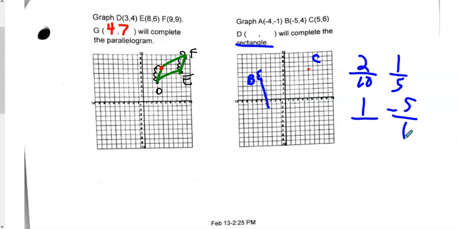Let's see if I got that. 1, 2, 3, 4, 5, 1. Yes. So I'm going to go from here at C, go down 5. 1, 2, 3, 4, 5. Right 1. And now I know that I have opposite sides parallel, same slope, and 90-degree angles. So where is that? That is at 6, 1. And that's it.